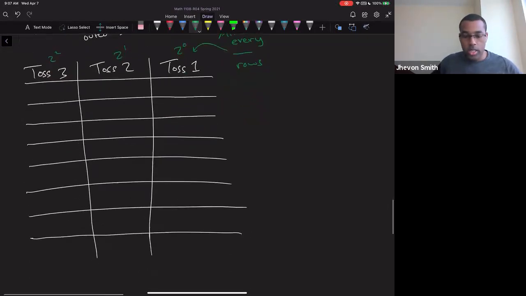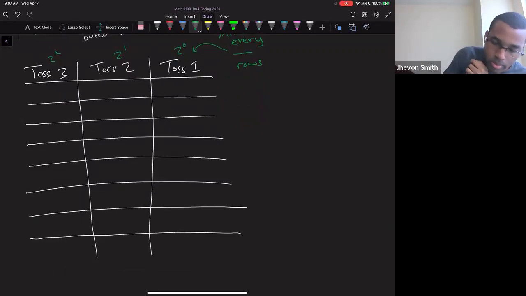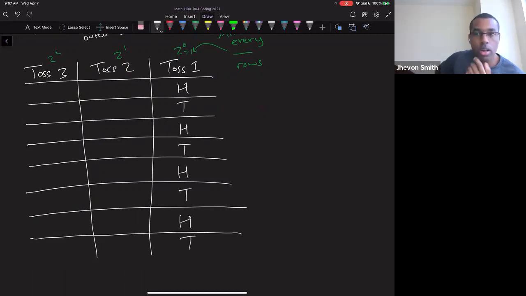So in the first column, you're going to alternate every other row. 2 to the 0 equals 1, right? I'm just going to go through and fill this out. Heads, tails, heads, tails, heads, tails, heads, tails. Alternate every other row. In the second column from the right, I'm going to alternate every 2 to the 1 rows, every 2 rows. So I go heads, heads, tails, tails, heads, heads, tails, tails, right?